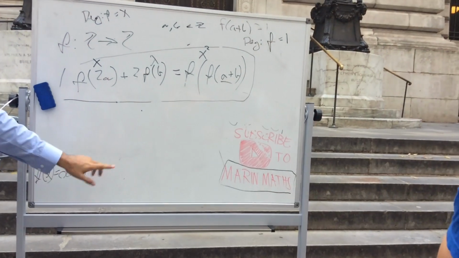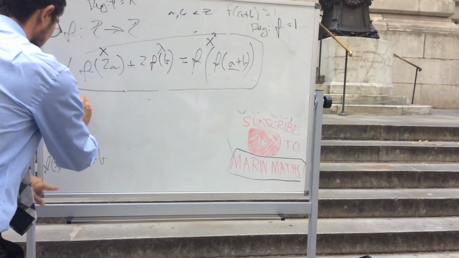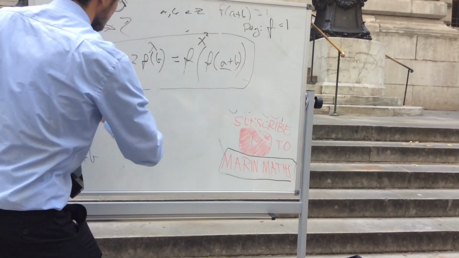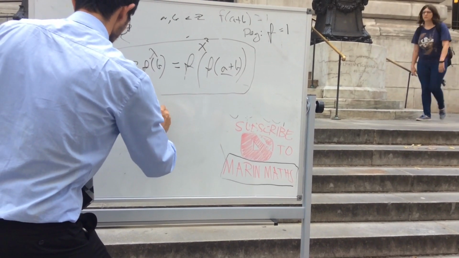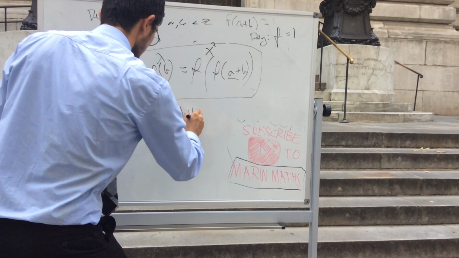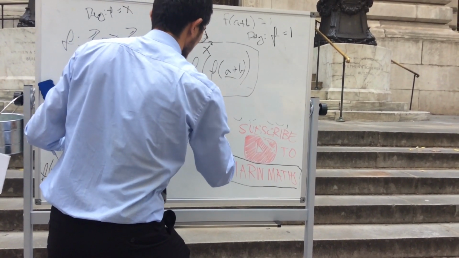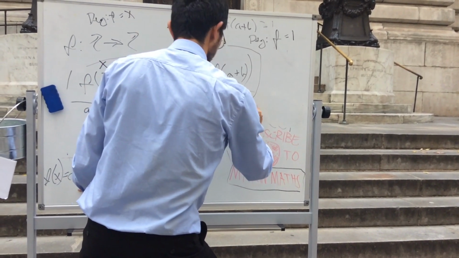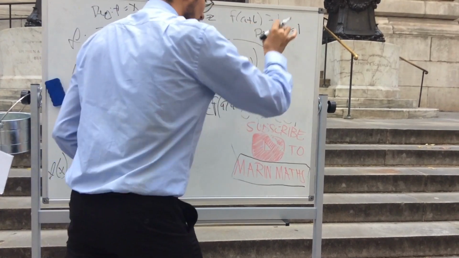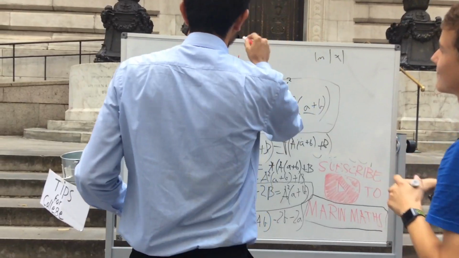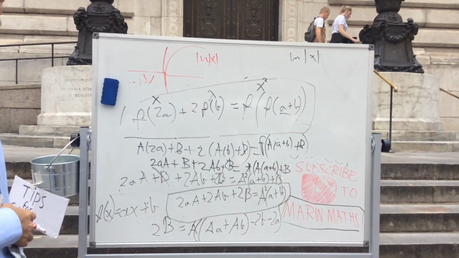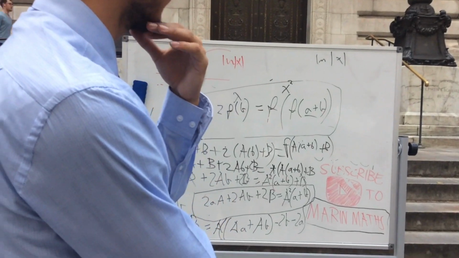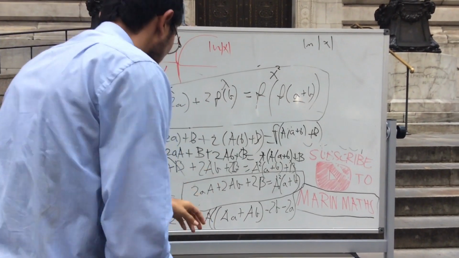So if we try ax plus b, let's go ahead and substitute. So this is going to be a times 2a plus b, plus 2 times a times b plus b, and that's going to be equal to f of a plus b. That's going to be a times a plus b plus b. We have to substitute that. So we have to do also the proof. How do we do the proof now that we have this?